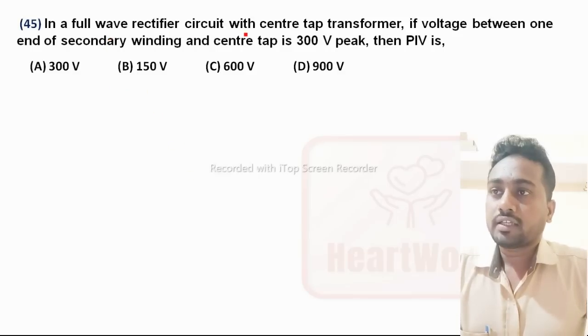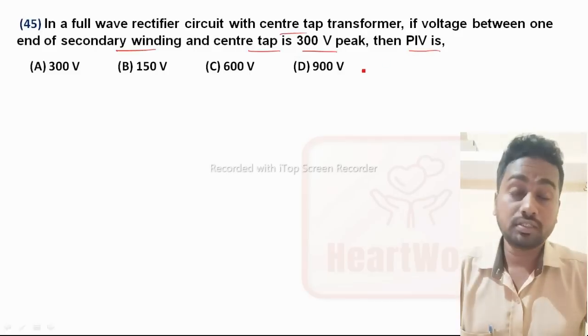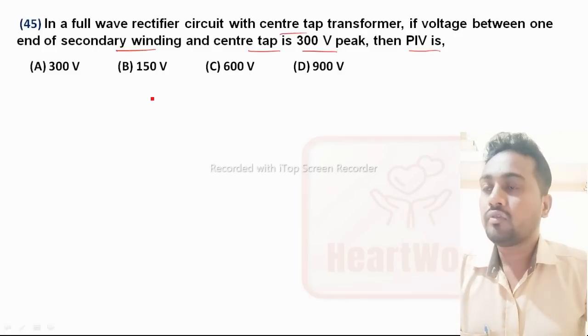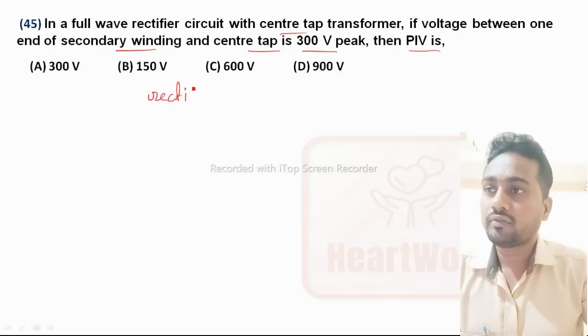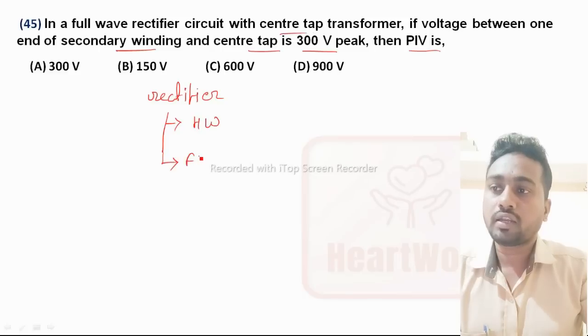In a full wave rectifier circuit with a center tap transformer, if the voltage between one end of the secondary winding and the center tap is 300 volt peak, then what is the PIV, the peak inverse voltage? If we talk about rectifier circuits, there are 2 types of rectifier. First is the half wave rectifier, another is the full wave rectifier. Further, the full wave rectifier is divided into 2 parts: center tap full wave rectifier and bridge rectifier.